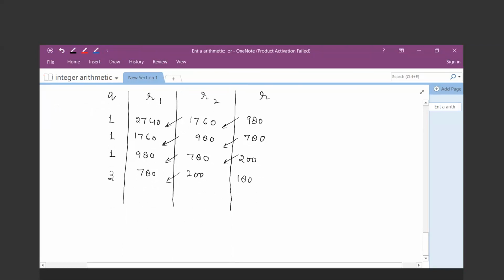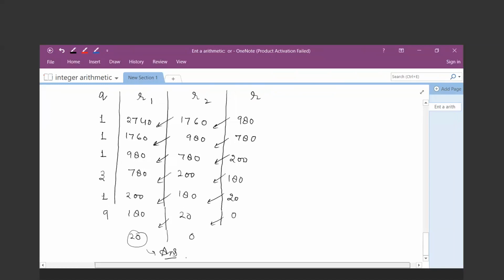Left direction change, 200 and 180. In this case, the quotient will be 1, the remainder will be 20. Left direction change, it will be 180 and here it is 20. In this case, it will be 9 and the remainder will be 0. Left direction change, 20 and 0. Now if R2 is 0, then the value of R1 will become the answer. So the GCD of these two values is 20. So it is very, very simple.